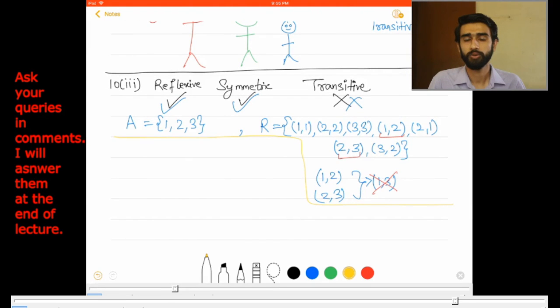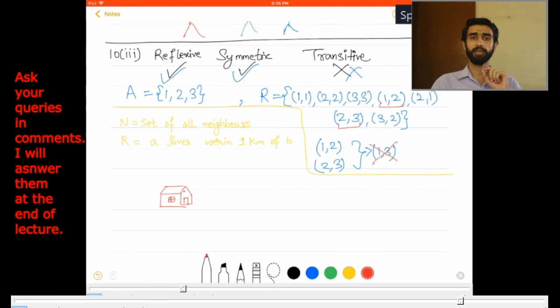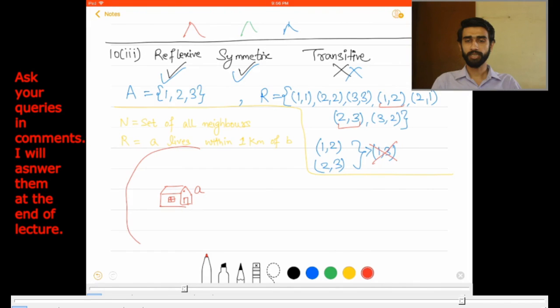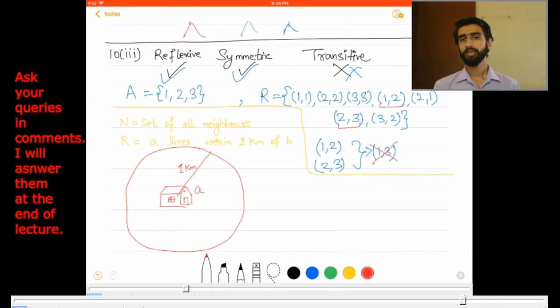Now I'll ask you the real life based part of this question. I am defining a set of all neighbors, all your neighbors taken in one set, and I am defining a relation: A lives within 1 kilometer of B. Where A lives, within 1 kilometer of it lives B. So I made A's house, drew a 1 kilometer radius, and B lives there.